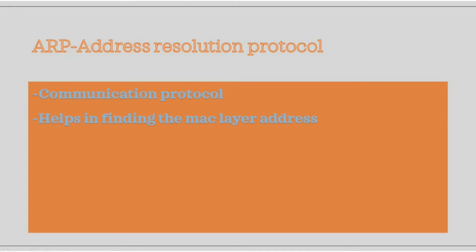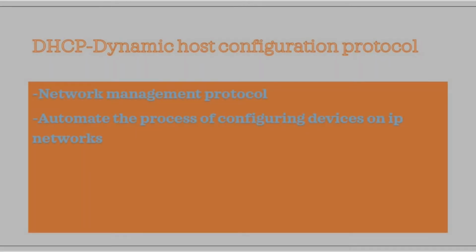It is one of the most important protocols of the network layer in the OSI model, which helps in finding the MAC address, that is Media Access Control address. The main duty of ARP is to convert the 32-bit IP address to a 48-bit address. The 48-bit address is the MAC address. ARP is a communication protocol. DHCP, Dynamic Host Configuration Protocol.